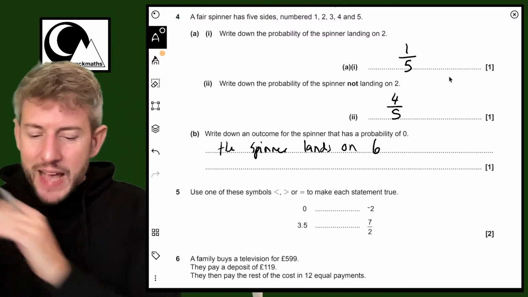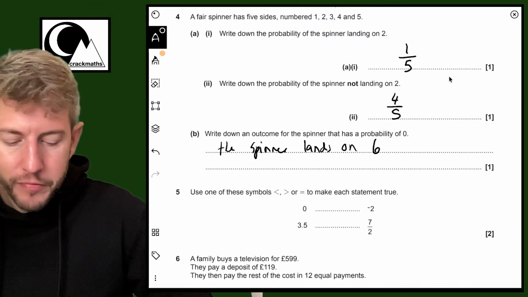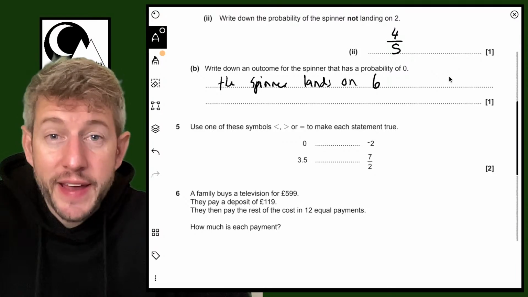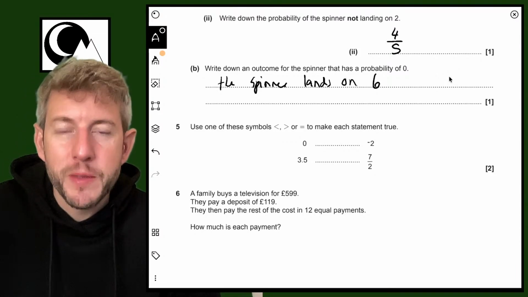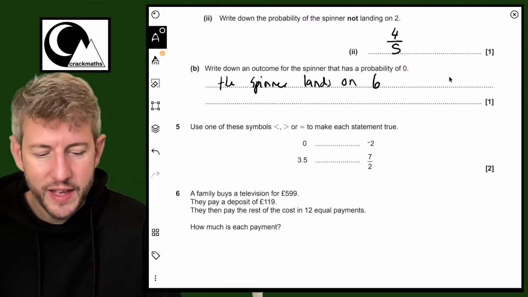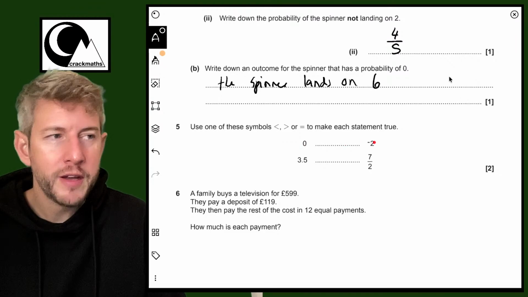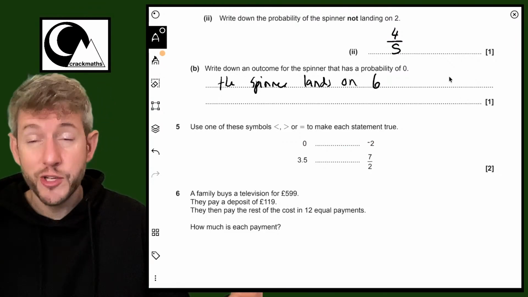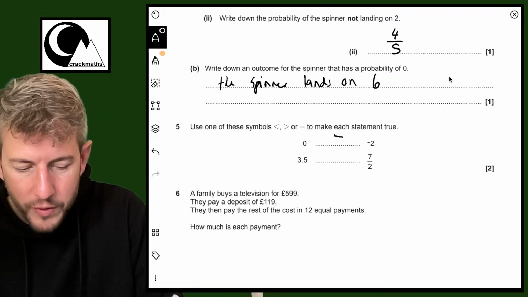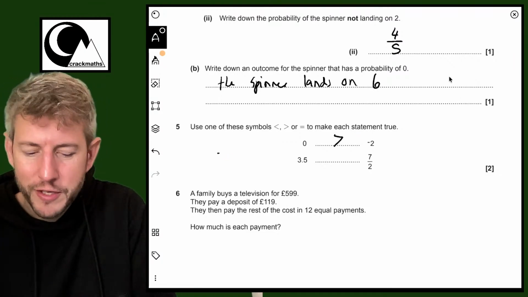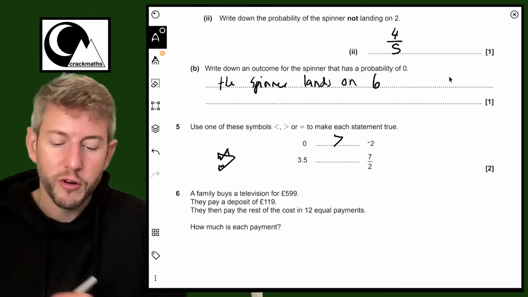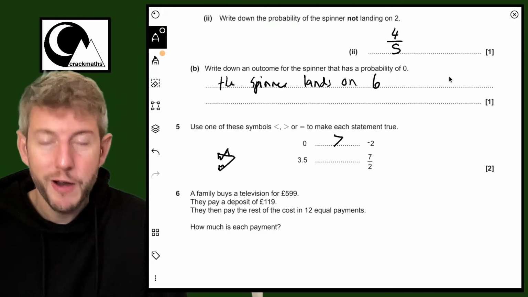Right, let's have a look at question 5. Question 5 says, use one of the symbols greater than, less than, or equal to make each statement true. Okay, so let's have a look. 0 and minus 2. Well, 0 is a larger number than minus 2, because minus 2 isn't yet at 0. So we put the symbol this way because, I don't know if you remember it, the crocodile goes after the big food. That's how they think about this. So the crocodile's going after the 0 as opposed to the negative 2.